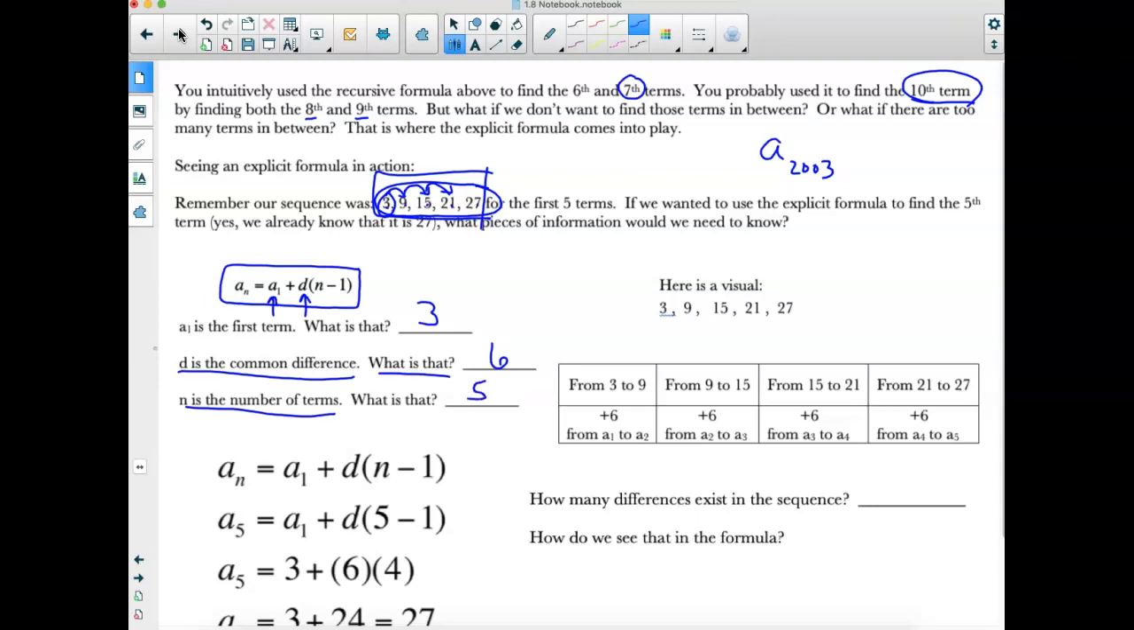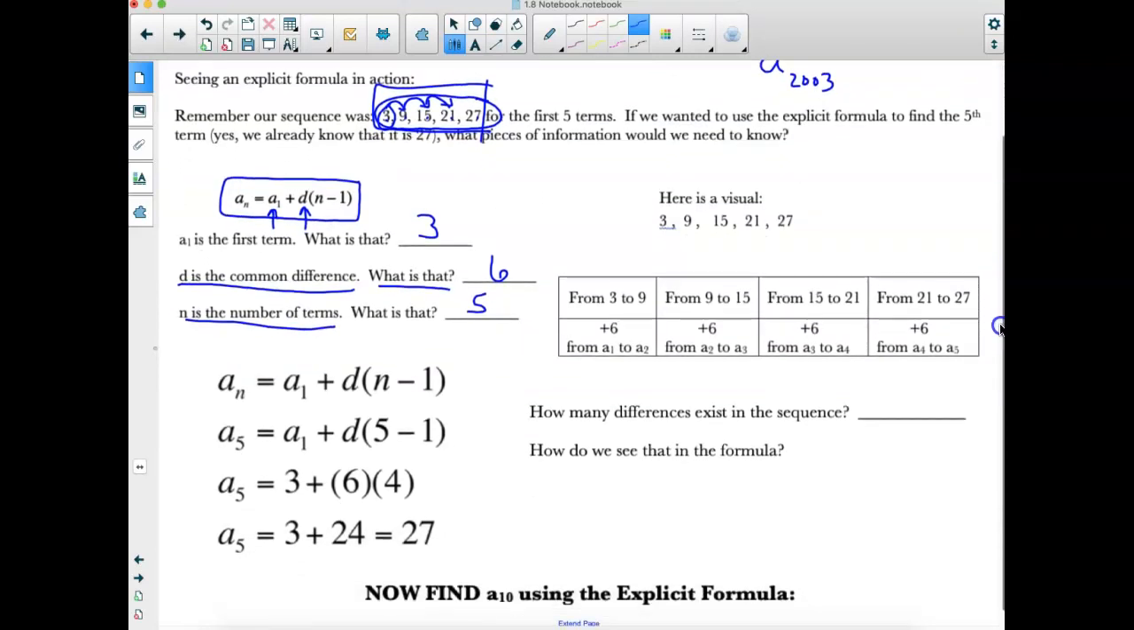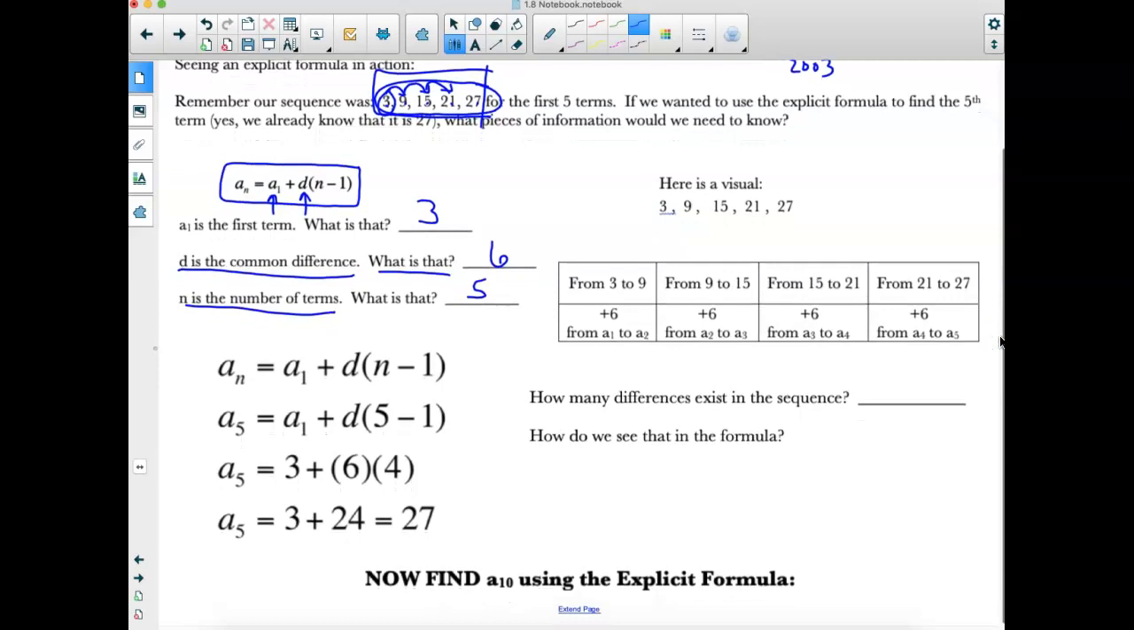Now just to extrapolate a little bit more, here's a little bit of a visual on it. In order to go from 3 to 9, we added 6. From A1 to A2, we added 6. A2 to A3, we added 6. A3 to A4, and we kept going. And we added 6 to get from A4 to A5.